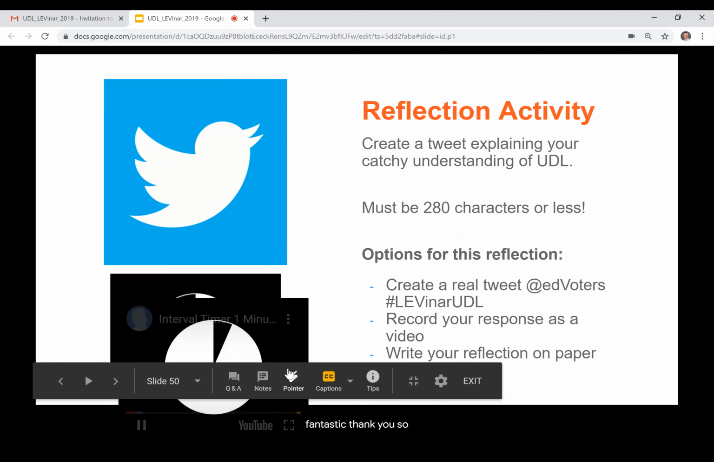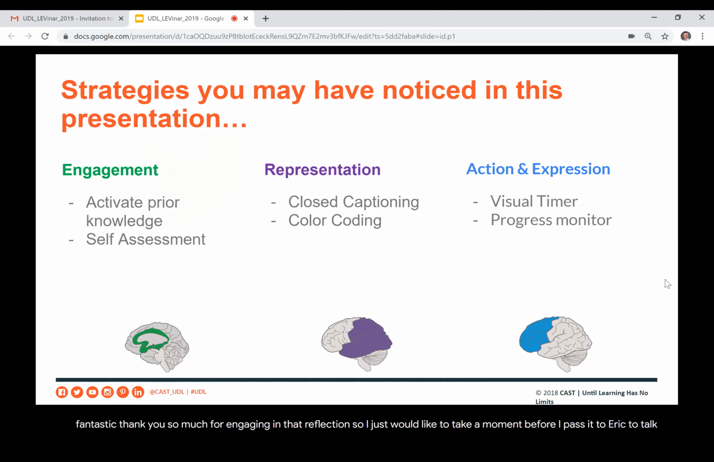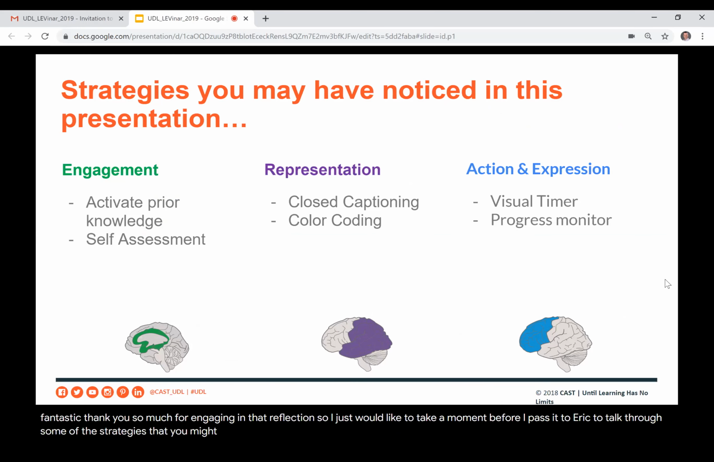Fantastic. Thank you so much for engaging in that reflection. I just would like to take a moment before I pass it to Eric to talk through some of the strategies that you might have noticed me use today. I tried to activate your prior knowledge with some of the activities and make some connections. We did a self-assessment at the beginning as well.